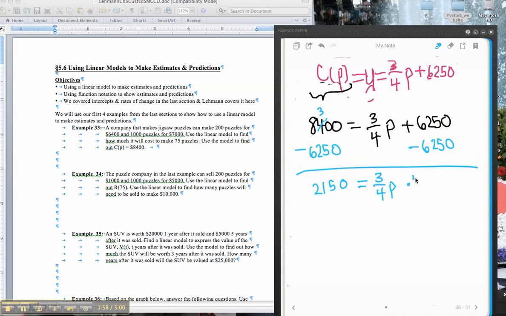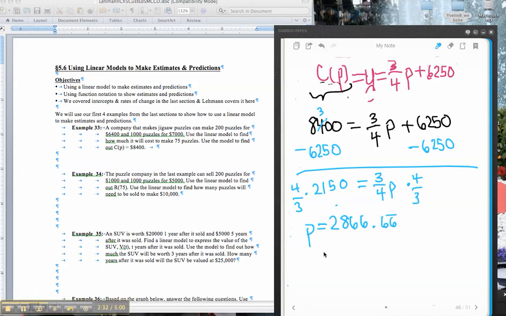And then we're going to multiply by the reciprocal 4/3 here, and multiply by the reciprocal 4/3 here as well. And now we'll be able to go ahead and do this. So 2150 divided by 3, and then multiply that by 4, and that's going to give us that P is equal to 2866.66666, and so on and so forth, repeating.